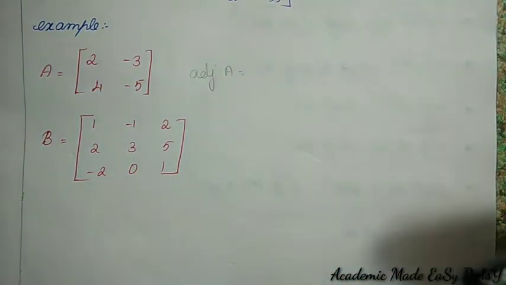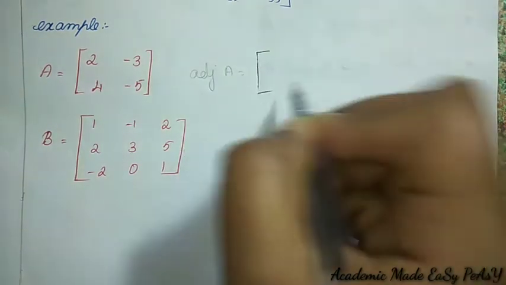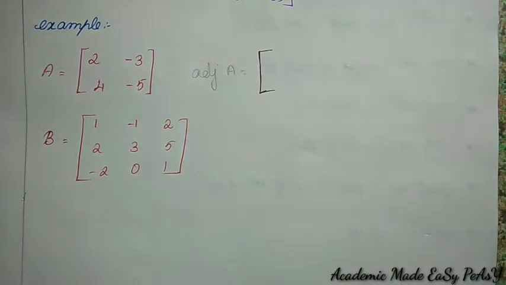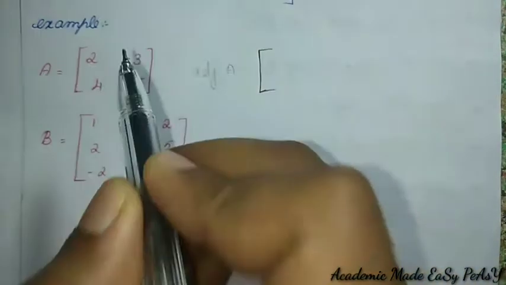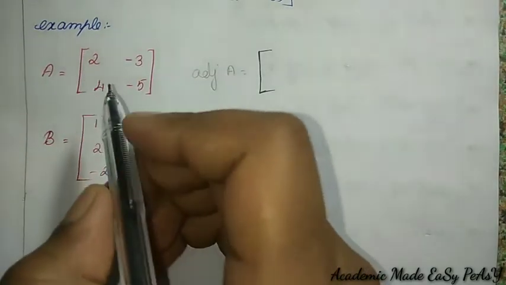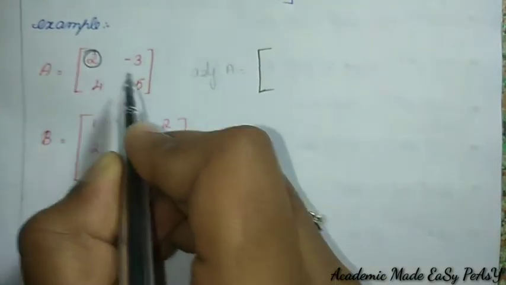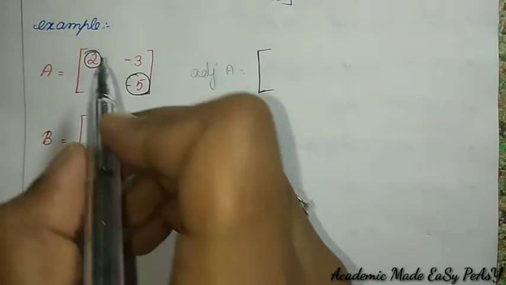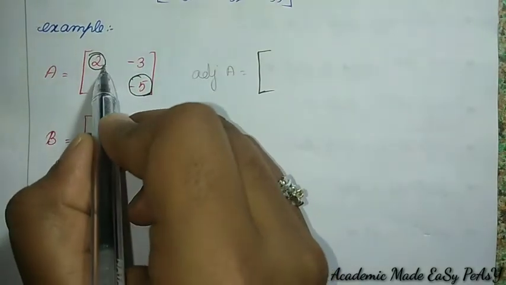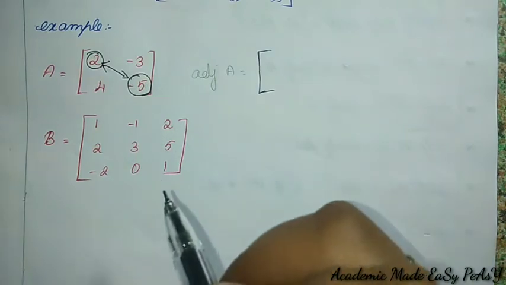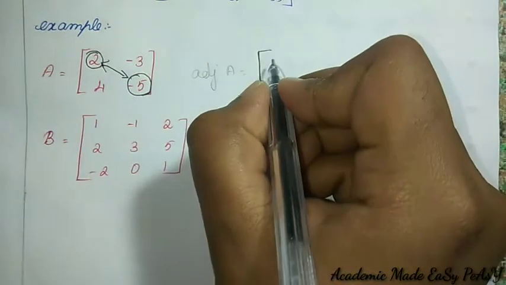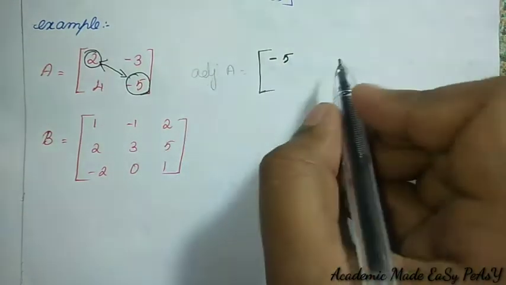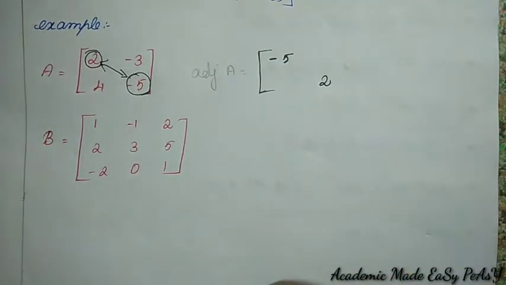To find the adjoint of A is very, very easy. When it is a 2 by 2 matrix, it is very easy. For a 2 by 2 matrix, listen very carefully. See the positions A11 and A22 first. These two will be interchanged or swapped. So if I swap, minus 5 will come to the first position and this will go to the 2-2 position.